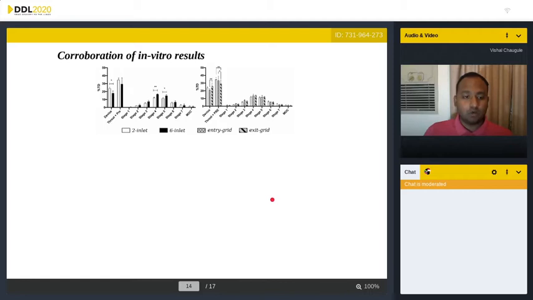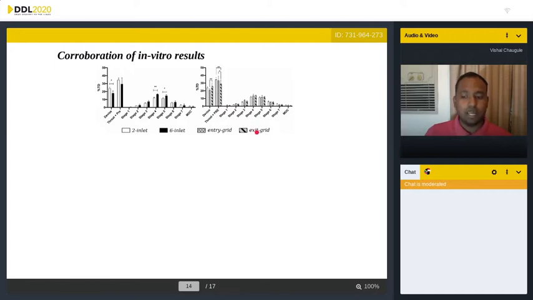Now, to start with, these are the in vitro results. What we see here is that we have a larger amount of the drug retained in the device for the 2-inlet case when compared to the 6-inlet case, but the overall aerosol performance is the same. But when we use a grid at the entry, we have lower mass retained in the device when compared to the no grid case, which is the 2-inlet.